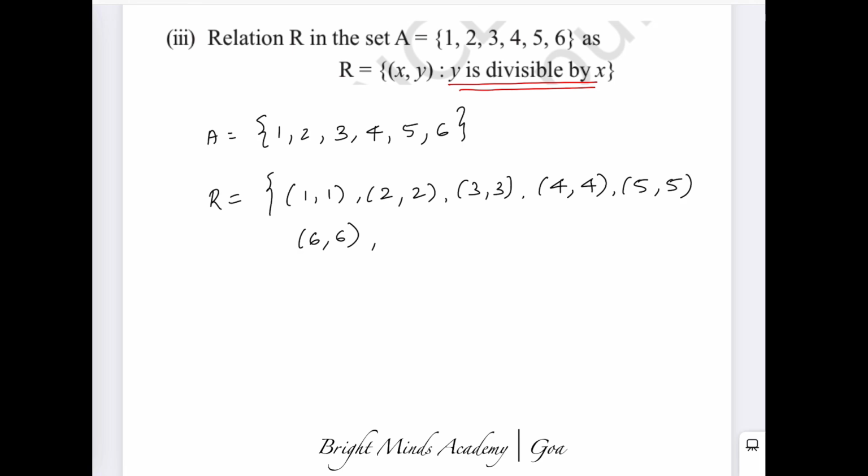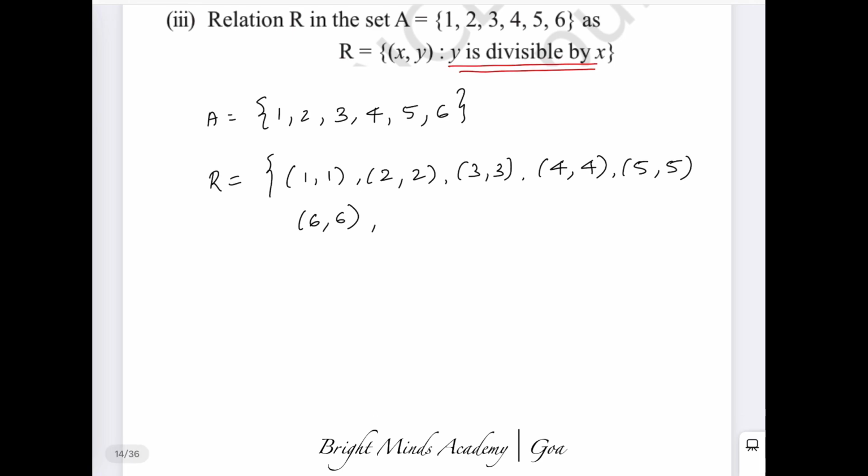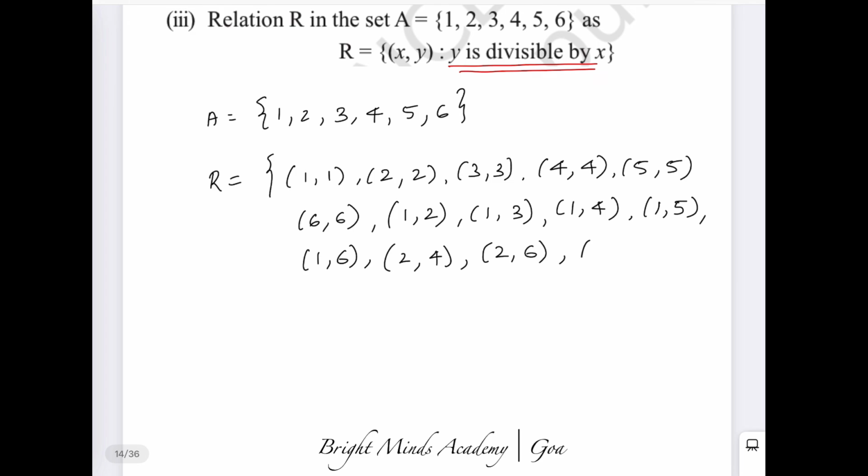Now the next thing, if you take 1 comma 2, definitely 1 comma 2 will belong to the relation, because 2 is divisible by 1. In the same way 3 is also divisible by 1, 4 is also divisible by 1, 5 is divisible by 1, and even 6 is divisible by 1. Next, if you take 2, then which numbers are divisible by 2? 4 is divisible by 2, and even 6 is divisible by 2. If you take 3, only 6 is divisible by 3. There is nothing that is divisible by 4, nor by 5, nor by 6. So this is how your relation will look.